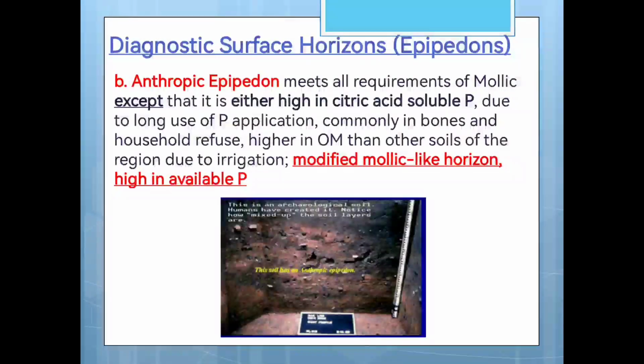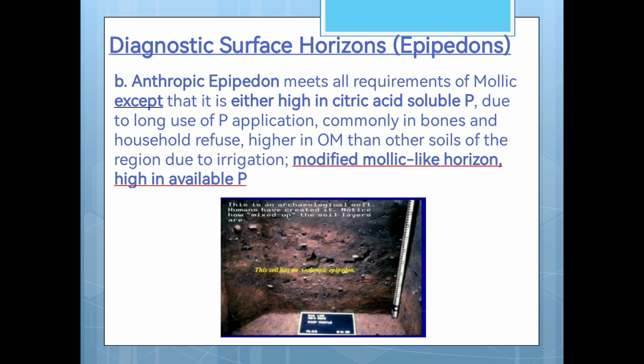Second is anthropic epipedon. Anthropic epipedon is almost the same as molic, but it is either high in citric acid soluble P, mataas yung kanyang phosphorus, due to long use of phosphorus application, commonly in bones and household refuse. They are higher in organic matter than other soils of the region due to irrigation. So, in other words, this is a modified molic-like horizon which is high in available phosphorus.